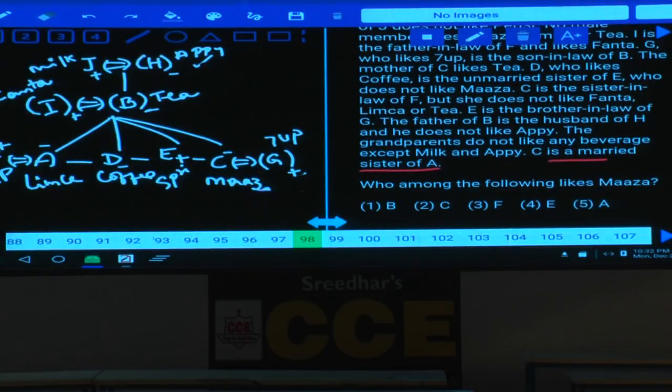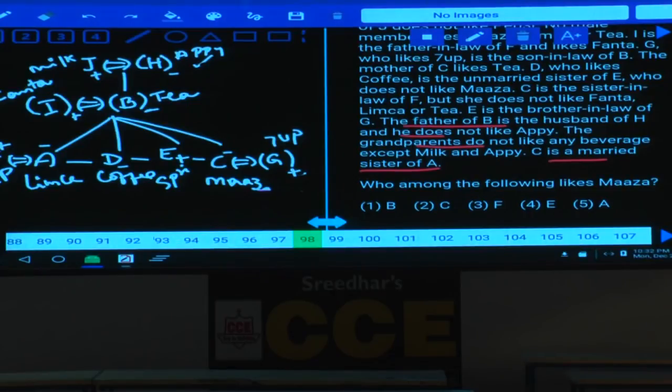Isn't it? And at the same time, what is the other information here? Grandparents. The father of B is the husband of H, and the grandparents do not like any beverage. Now, the grandparents have the next generation B, and the next generation, the remaining persons. Now, these sisters and all come under the 3rd generation. Okay. Now, this is about question numbers 98 to 102.